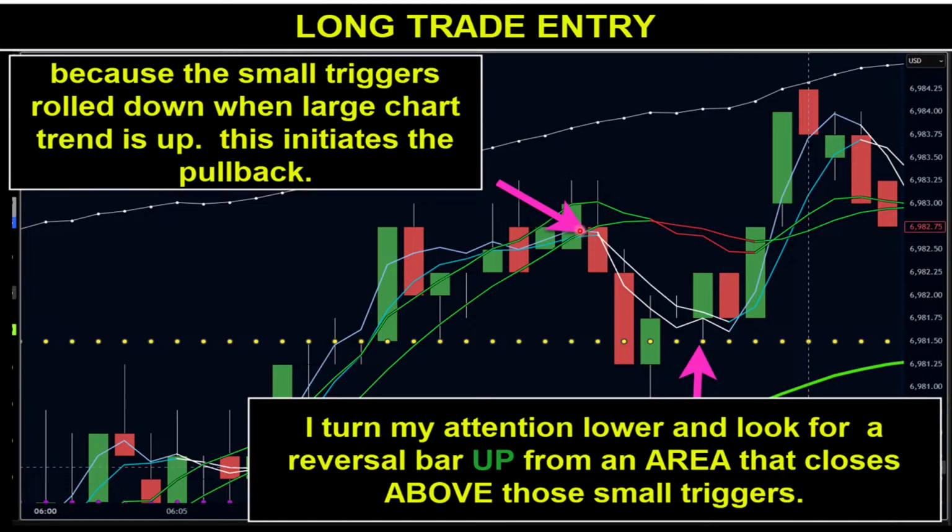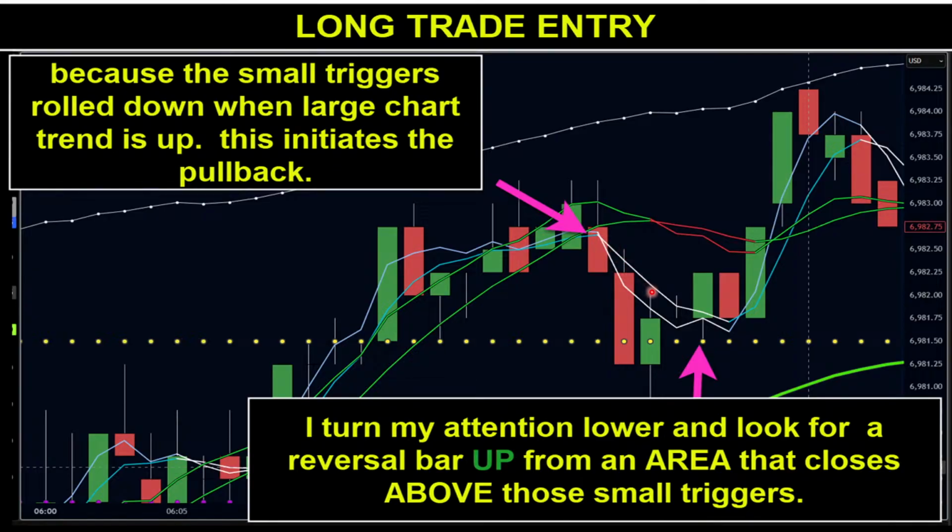But once the small triggers roll, initiating the pullback, the fight, you're going to turn your attention to whatever area is lower, whether it is a mid band, whether it is one-to-ones, whether it is that zone. And you're going to say to myself, my rules tell me that the market must pull back to the area. Not near the area, not halfway to the area, but the market literally needs to come back and smack into an area.